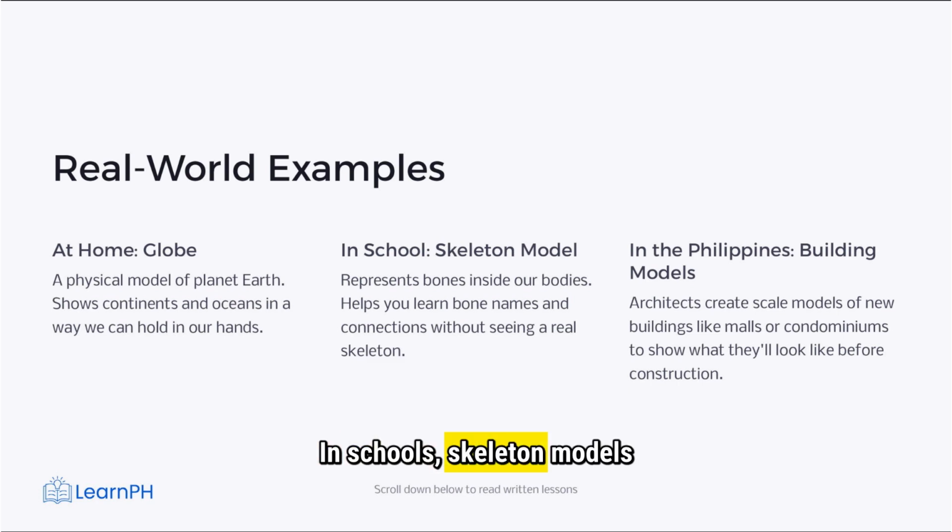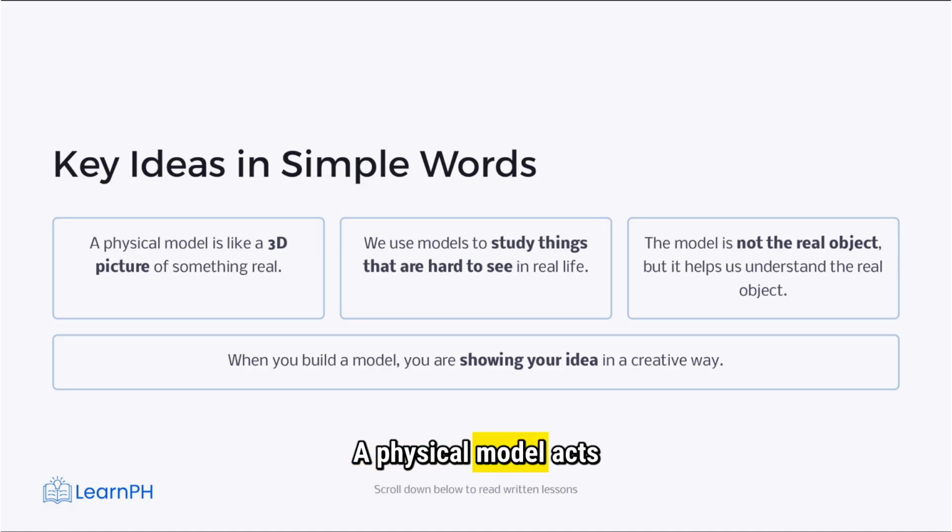In schools, skeleton models help students learn bone structures without needing a real skeleton. In the Philippines, architects use building models to visualize new constructions like malls, providing a preview before actual building begins. A physical model acts as a three-dimensional representation of a real object, aiding in the study of things not easily visible. While not the actual object, it enhances understanding.